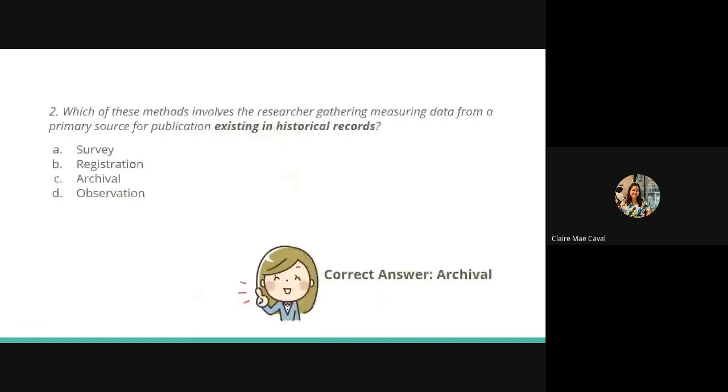Next, number 2, which of these methods involves the researcher gathering measuring data from a primary source for publication existing in historical records? So this is the clue, class. May clue na existing in historical records. Choices are letter A, survey, B, registration, C, archival, letter D, observation. The correct answer is archival.